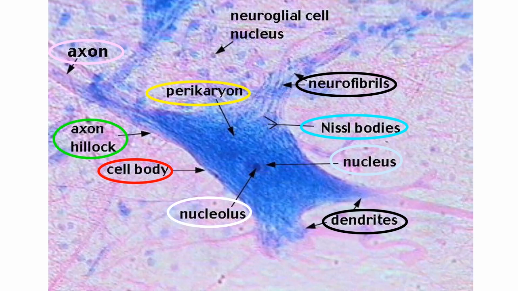And this is the beginning of the axon, and you can see microtubules, and if we look for the Nissl granules, they are not there. And the small nuclei around this neuron are nuclei of neuroglial cells.